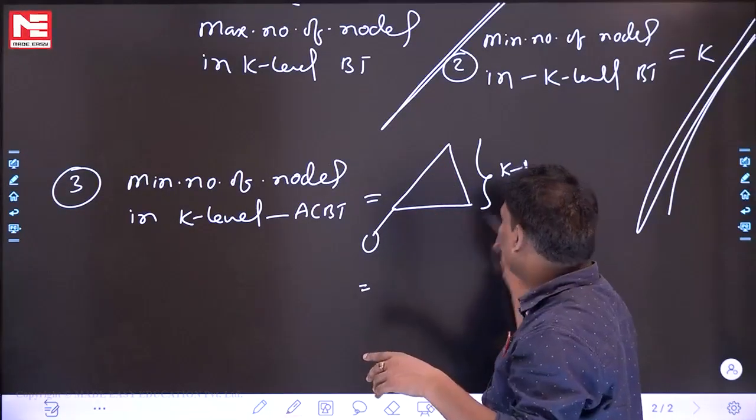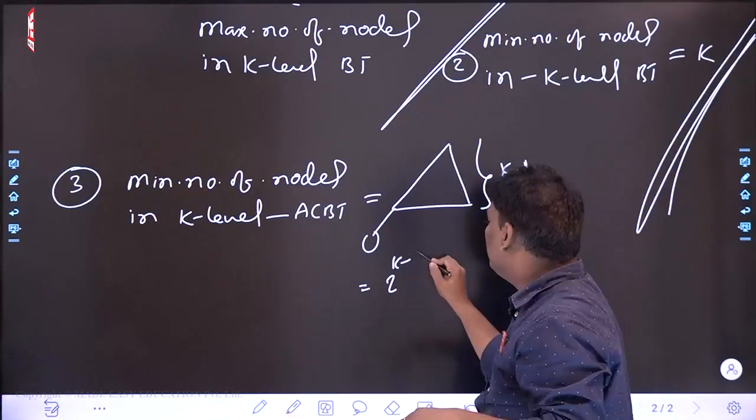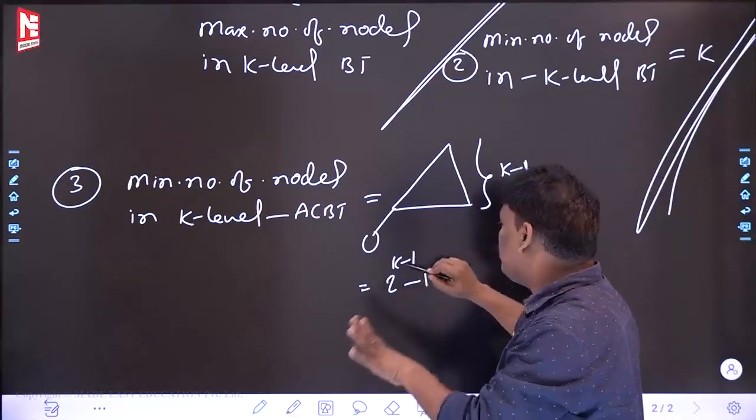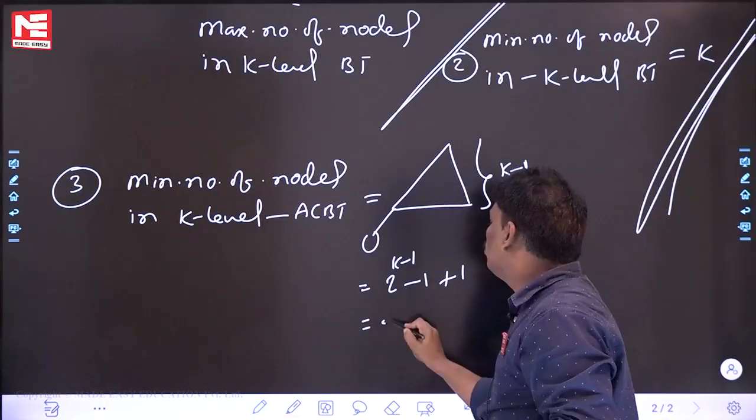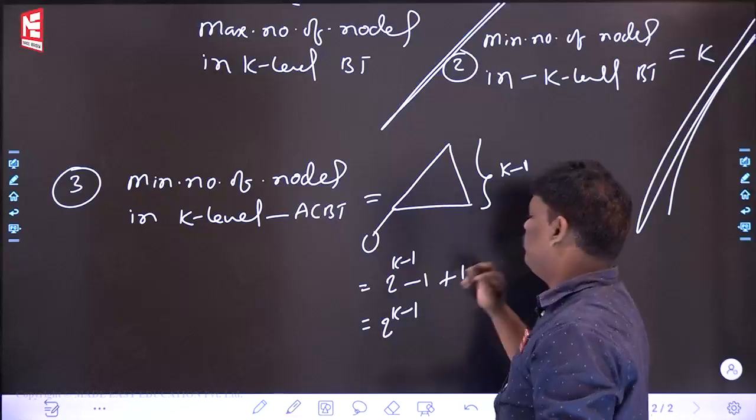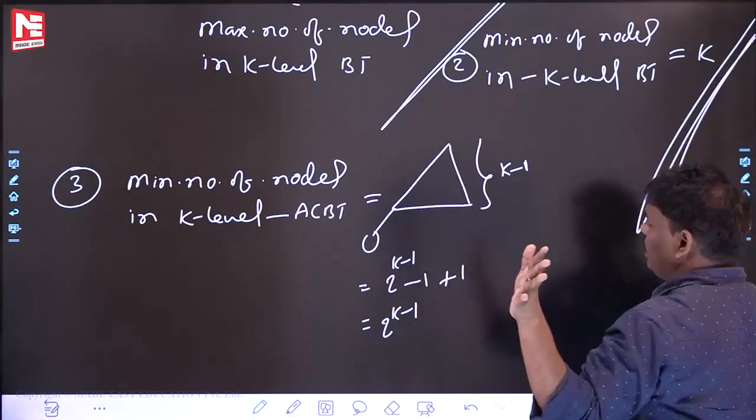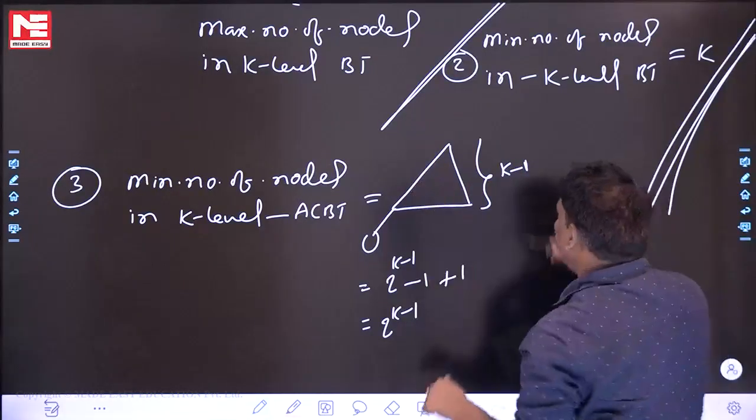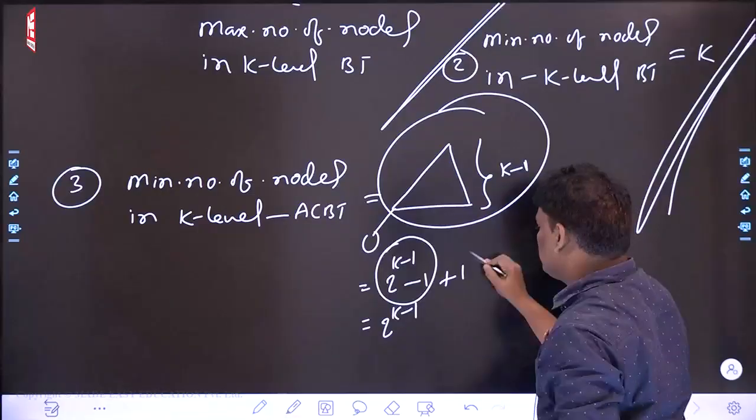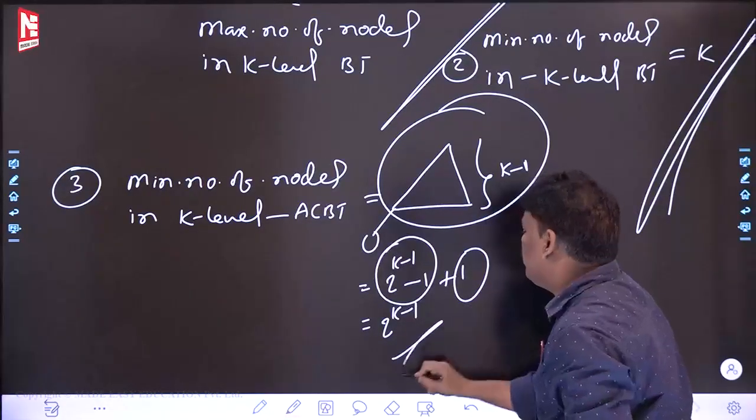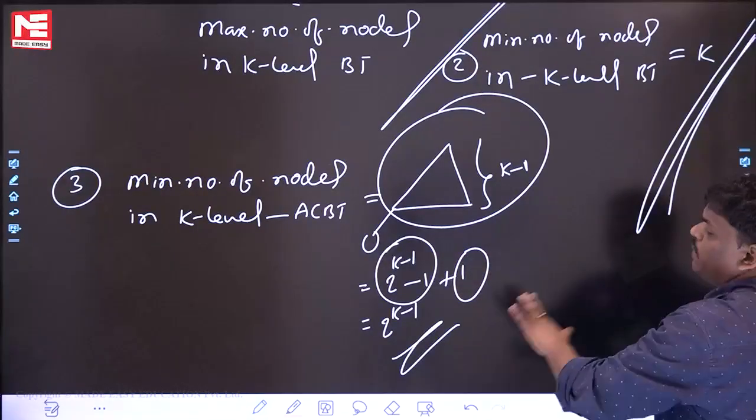K level complete binary tree is 2 power K minus 1. Now for K minus 1 levels, what is the answer? 2 power K minus 1 minus 1. In the last level one more. So what is the answer? Until K minus 1 levels, do the complete binary tree story first, then the last level 1. If you add them, 2 power K minus 1. Right? This is the minimum number of nodes in K level almost complete binary tree.